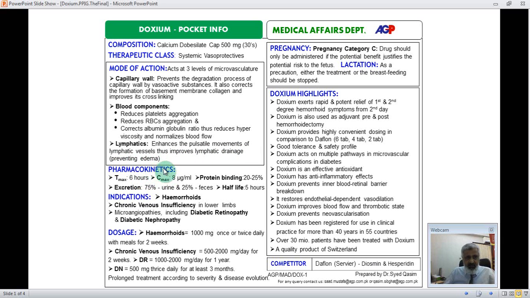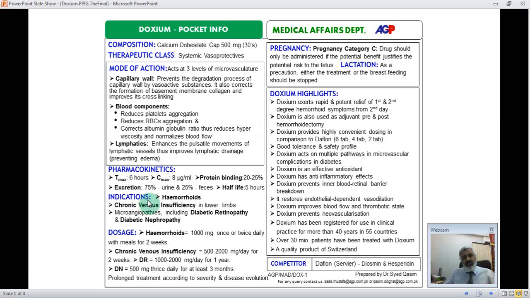The pharmacokinetics of Doxium. Doxium attains maximum concentration at 6 hours, and the maximum concentration attained is 8 microgram per ml. Protein binding: 20-25% of the drug is protein bound. Excretion: 75% of the drug is excreted via urine, while 25% is excreted through feces. The half-life of Doxium is 5 hours.